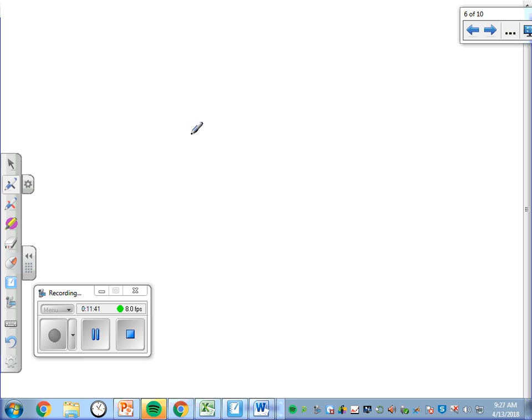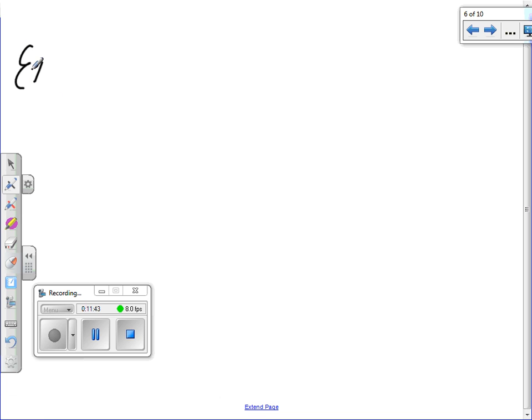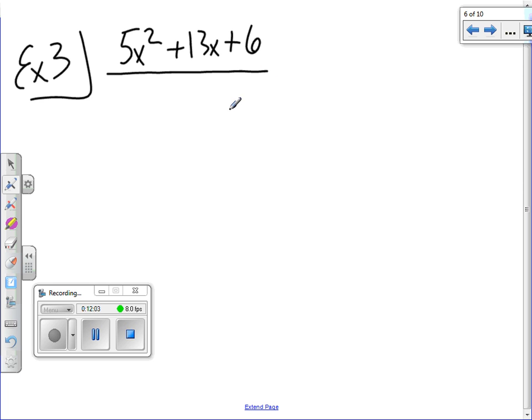All right, here's our example 3. And the directions are still the same, simplify, even though I'm not going to take the time to write that word every time. Directions are going to be the same. Let's simplify 5x squared plus 13x plus 6 over 9x cubed plus 24x squared plus 12x.